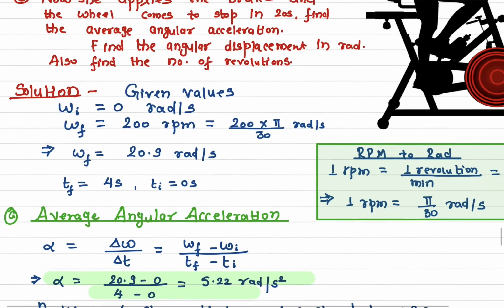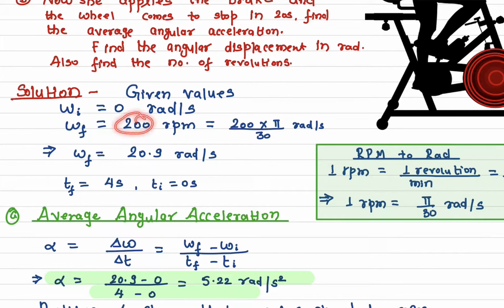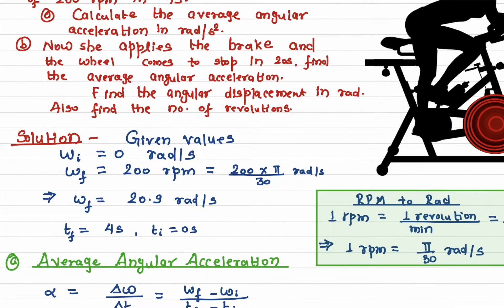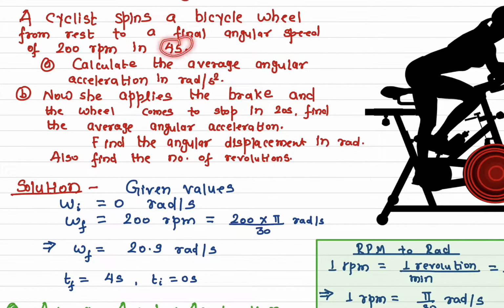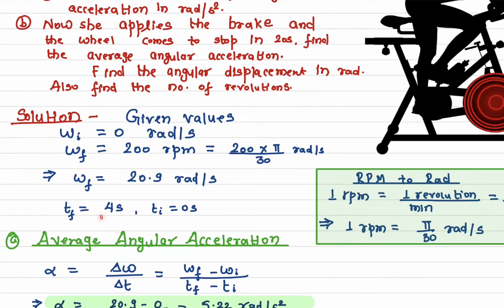Okay, so now it's easy to change it. Simply multiply by pi over 30. So 200 times pi over 30 takes you to radians per second. After calculating, I got my final angular speed is 20.9 radians per second. The time is also given as 4 seconds. That's the final time, and your starting time is always 0, or if another time is given, you can choose that time. So the change in time is basically 4 seconds.